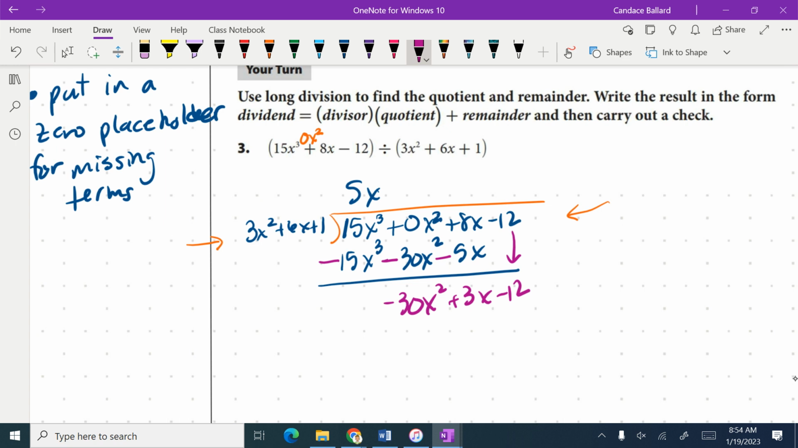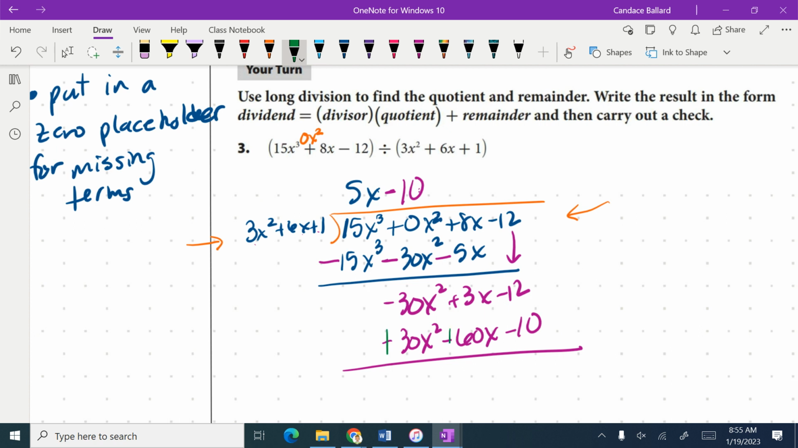I'm now asking myself, how many times does 3x squared divide negative 30x squared? 10. Is that it? Oh, negative 10. Okay. Now what am I going to do? Distribute. Negative 10 times 3x squared is negative 30x squared. Good. Negative 10 times 6x is negative 60x. And negative 10 times 1 is negative 10. Good.